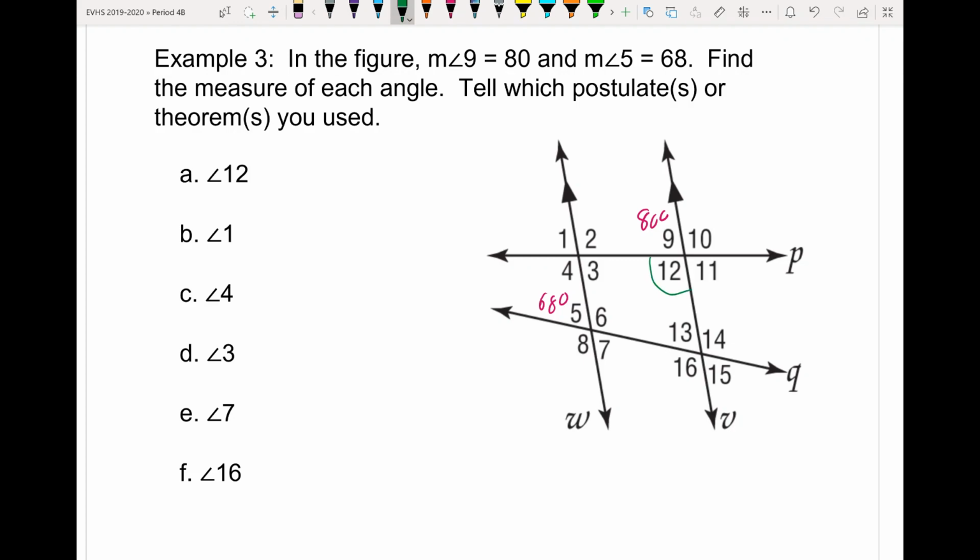100. It's a linear pair, making it 100 degrees. Good, you're both right. So we got 100 degrees. But what theorem is that? That says that a linear pair is supplementary. Supplement theorem. All right. Next up, go ahead and write that in. 100 degrees. Angle 1.